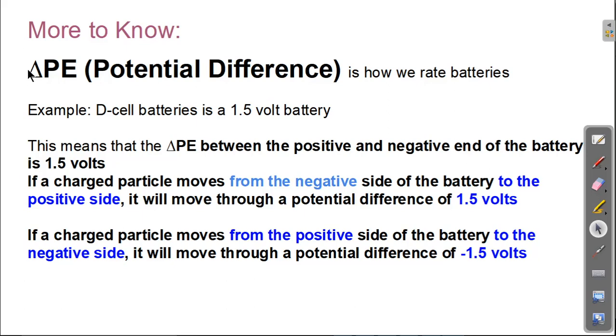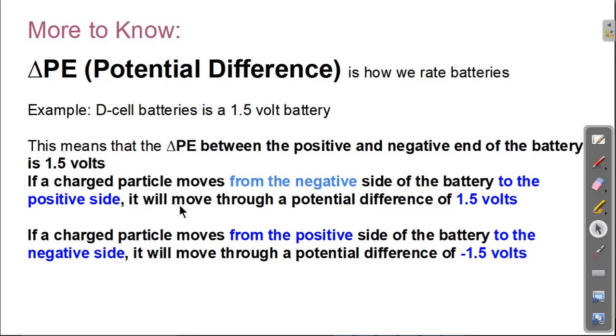Potential difference is how we rate batteries. So the difference in potential energy, your potential difference, is how we rate batteries. For example, a D-cell battery has a number of 1.5 volts. What does that mean? This means that the change in potential energy in that battery between the positive and negative end of the battery is 1.5 volts.